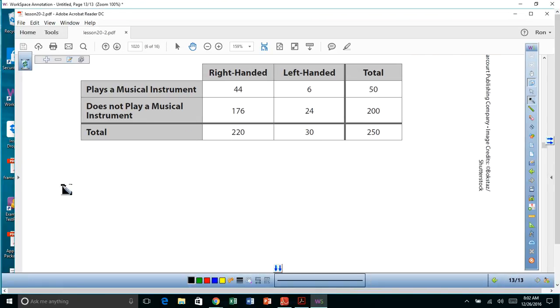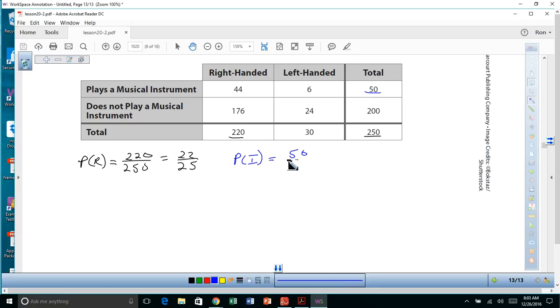So let's see. The probability of being right-handed. Okay. So that was 220 over 250, and it's going to be 22 over 25. The probability of playing an instrument. Plays a musical instrument. That's going to be 50 over 250, and that's going to be 1/5.